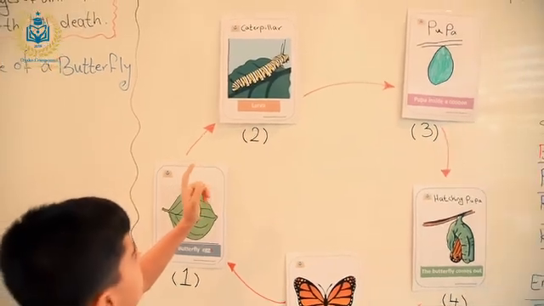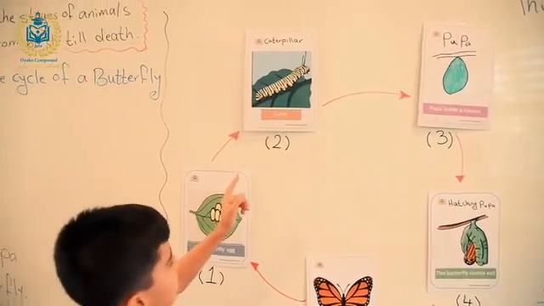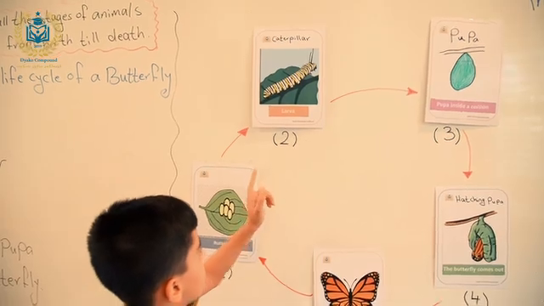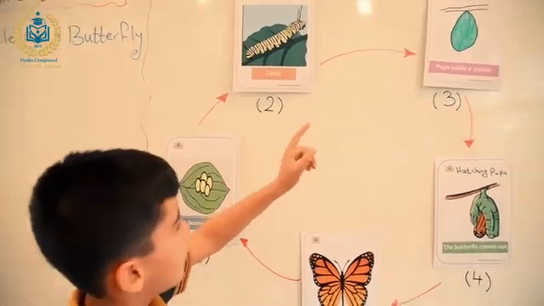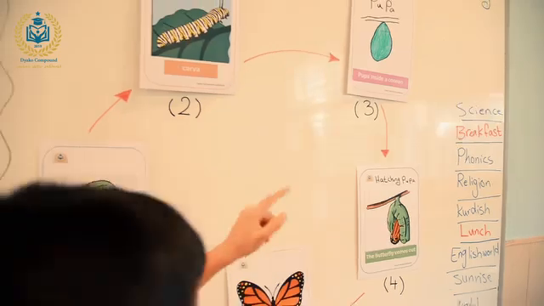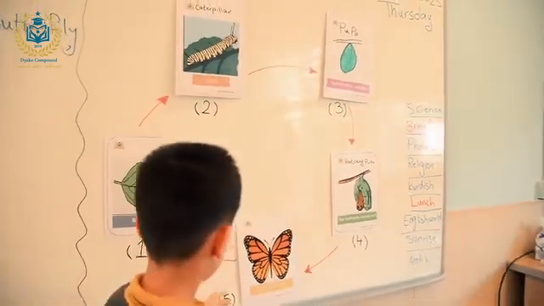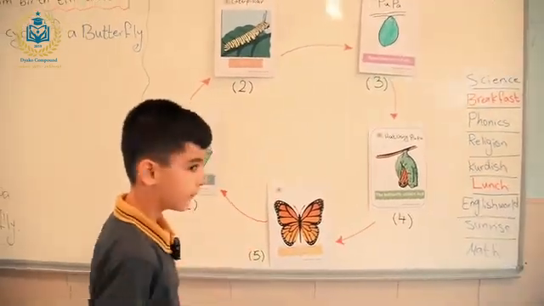Then it starts eating, and when it stops eating, it has eaten enough. It will turn into a pupa, then a hatching pupa. Then it will turn into an adult butterfly.